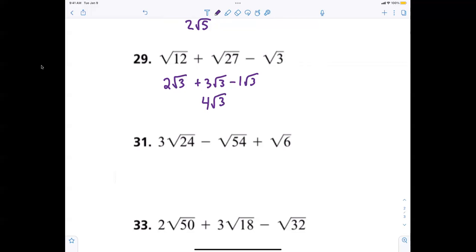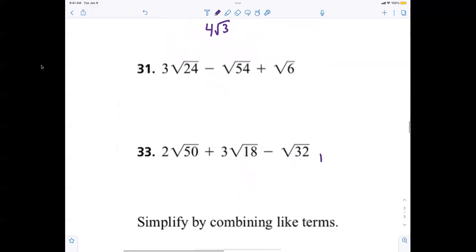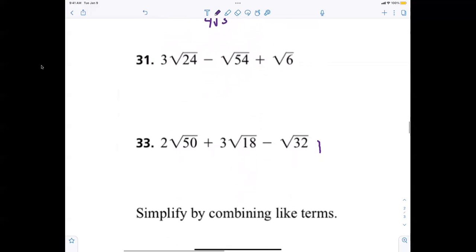All right, here we go. Let's try 31. All right, let me give you a couple seconds, 45 seconds. See if you can do it. Come on.